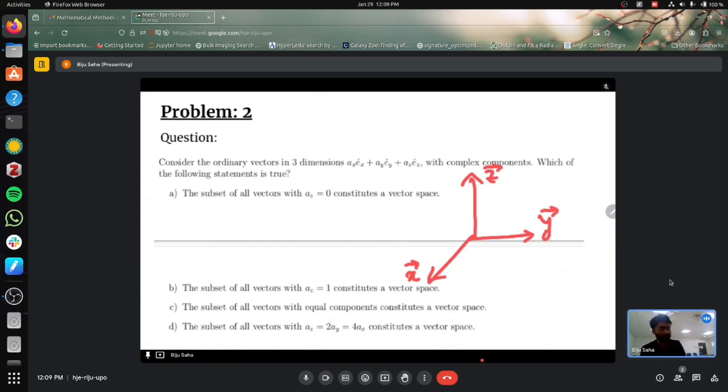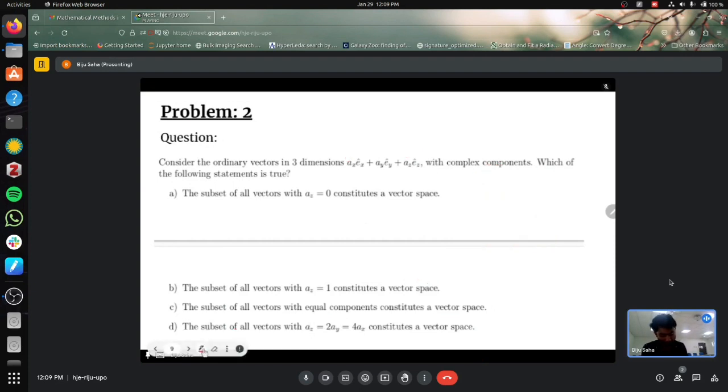Let's pick up any point in the plane. The components are actually complex. So the numbers here can be 3 plus 2i or similar, and the individual coefficients ax, ay, az are all complex components. Which of the following statements is true? Again, we have to check which of the following statements are true.